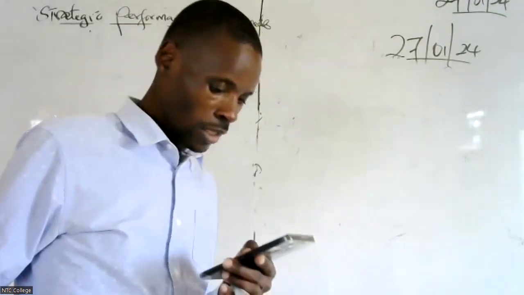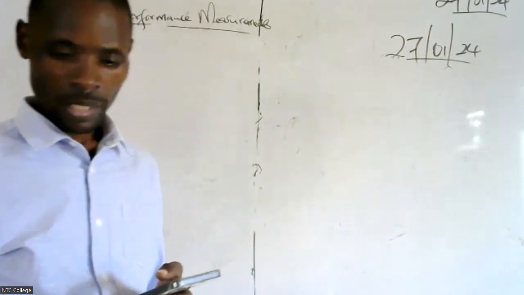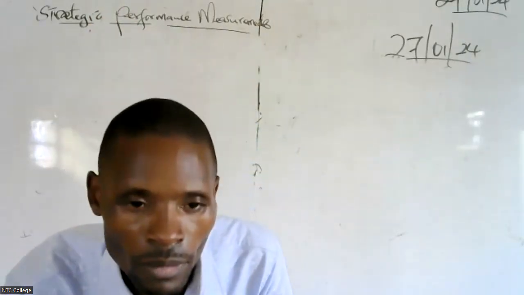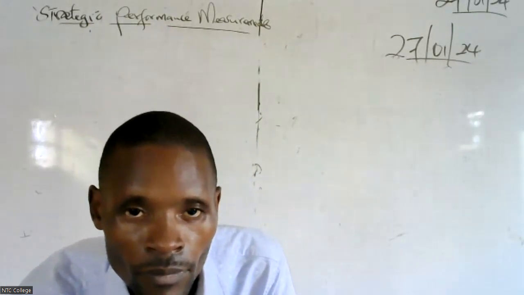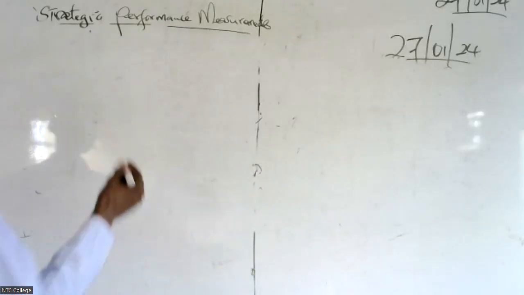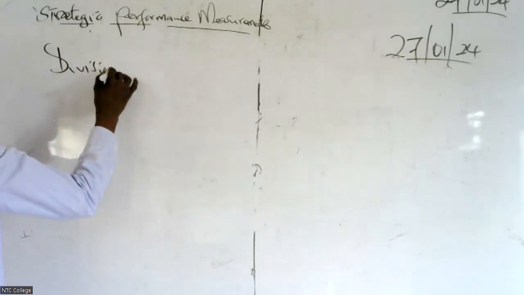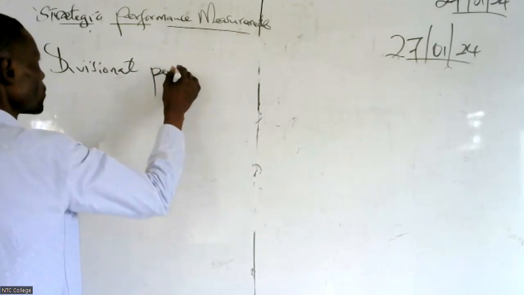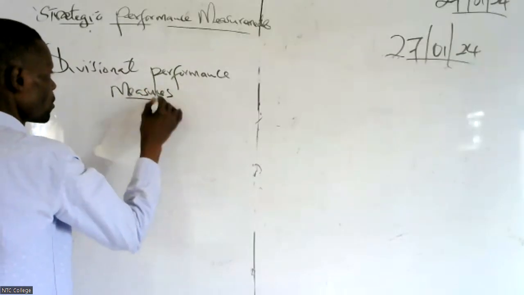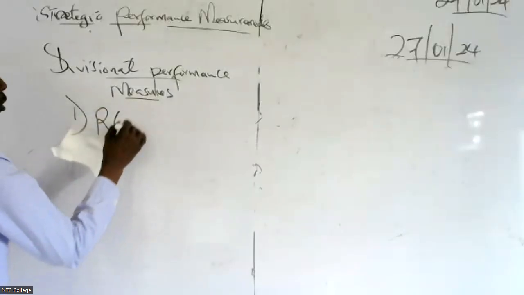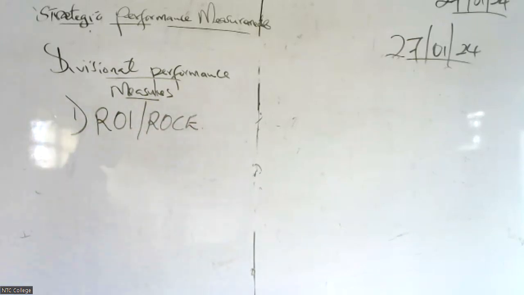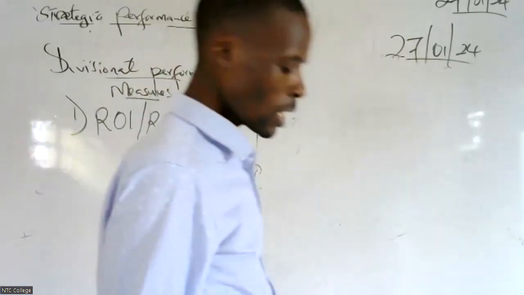Now, let's look at divisional performance measures. The first one is return on investment, also called return on capital employed.